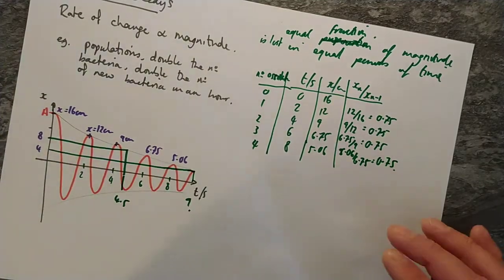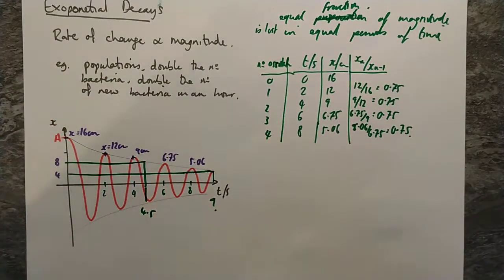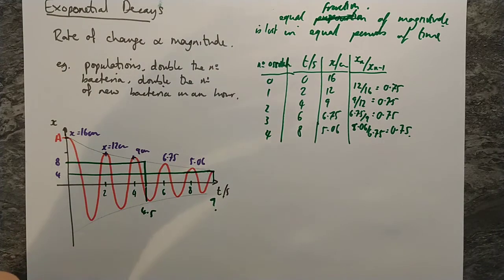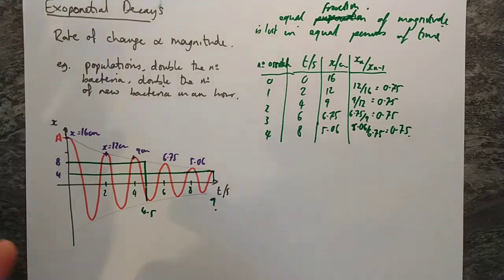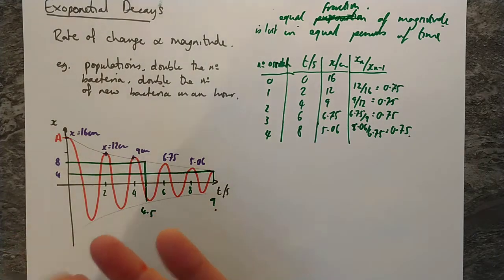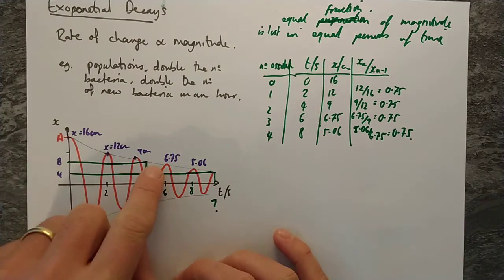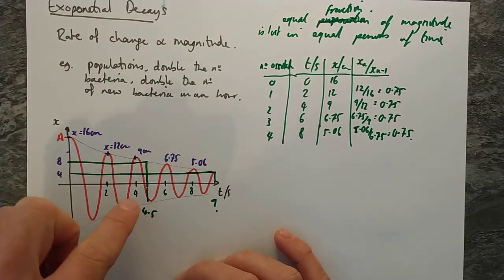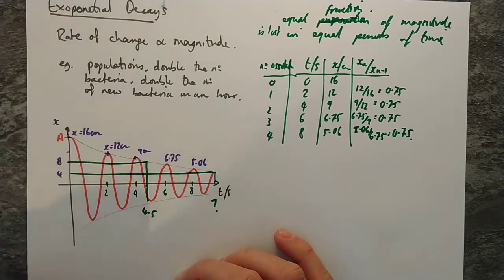So rather than looking at the fraction it goes down in equal periods of time, what we're looking at here is the periods of time it takes to decrease by the same fraction. So this is how you would show that something like radioactivity decay is exponential, because you can use either method, but you can see that it takes equal periods of time to decrease by the same fraction. Here I'm doing a half.